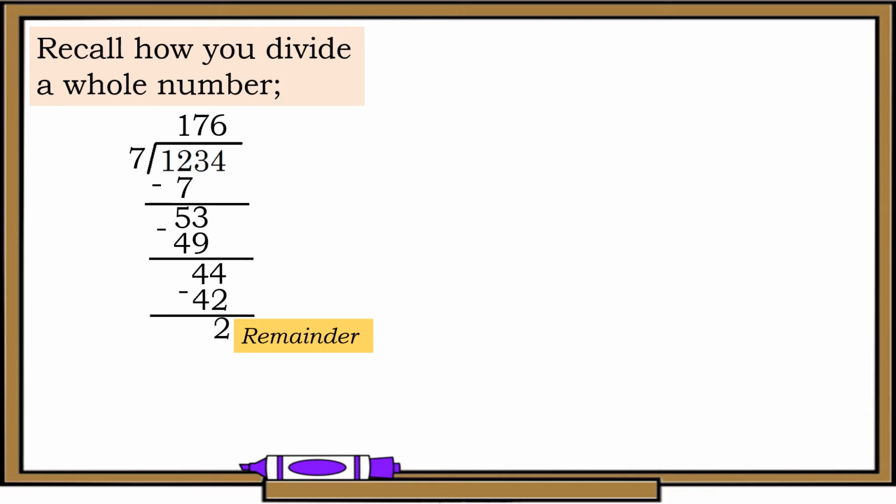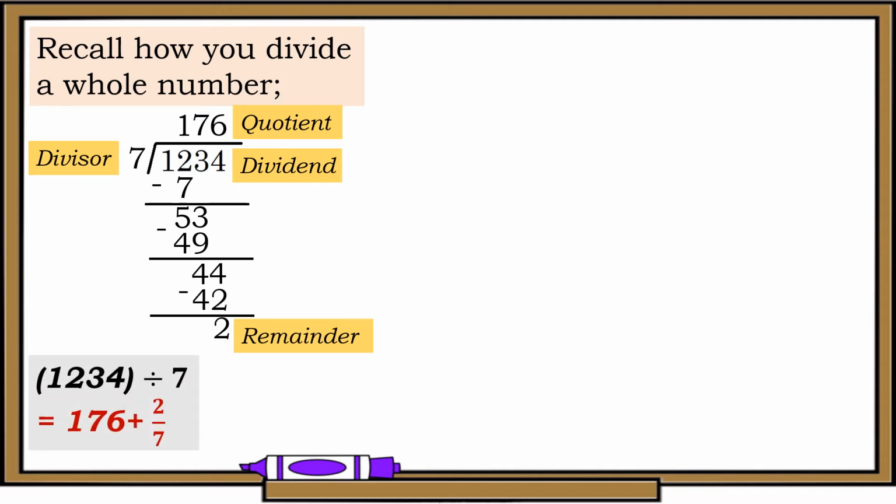So, ang tawag natin sa 176 ay quotient. Kasi quotient is the answer in division. And the number here, 1,234. Okay, dito muna tayo sa 7. 7 here is called the divisor. And 1,234 is called the dividend. So, what is now the answer?